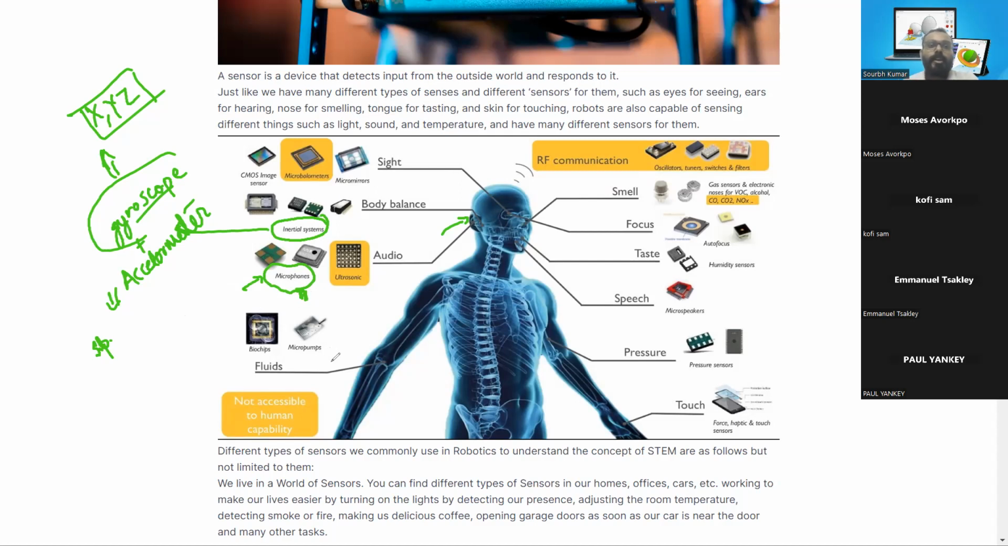Fluids in our bodies pass through the veins and arteries, right? To pump that particular fluid in our body, like the blood itself, we have the heart. So the heart is responsible for completing the flow of blood in and out. Similarly, we have biochips and micro pumps in the robotics body to do the same.